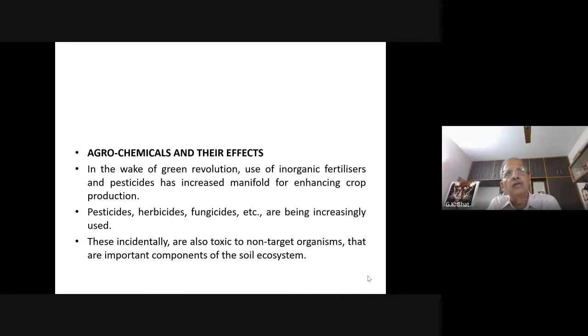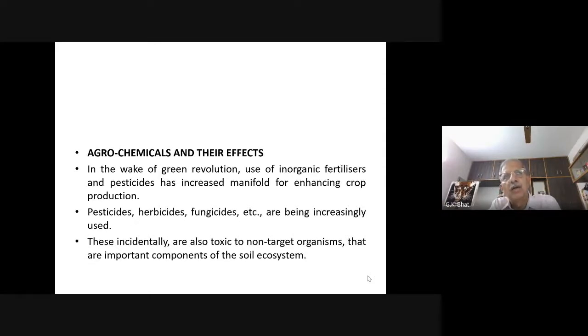So whenever we started using extensively these insecticides, pesticides, herbicides, fungicides, etc., not only they used to kill that unwanted creatures, organisms, but also they used to kill non-targeted organisms. They used to be toxic to non-targeted organisms that are important components of the soil ecosystem. Now let us think that you are applying some chemical to get rid of one particular type of insect which is creating problem to your vegetable plant.